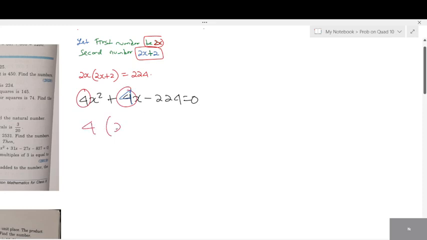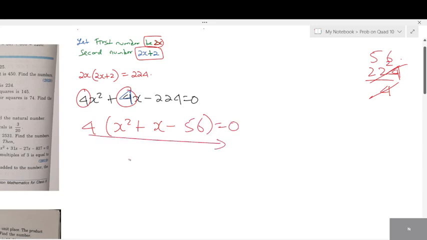Let me take 4 out. What do you get? x square plus minus. How many times does it go in 4? 4 ones are 4, 4 fives are 20, 56 is equal to 0. Bring this 4 below 0. What do you get? x square plus.